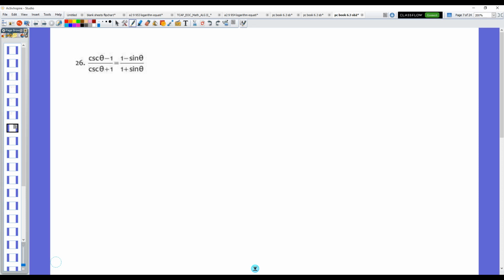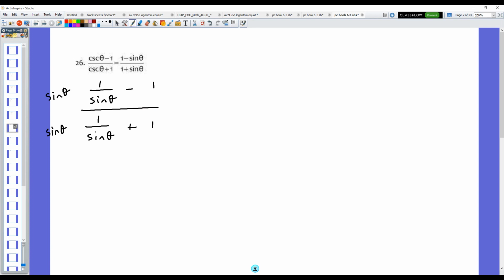Number 26, I believe there's more to do on the left-hand side. I can change the cosecants into 1 over sines. Purposefully creating complex fractions. When you have a complex fraction, you want to multiply everything by the least common denominator of all of your fractions. Least common denominator between all of those will just be sine. So I multiply the top and I multiply the bottom by sine.